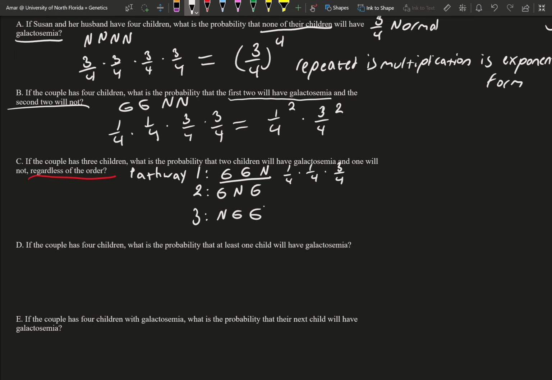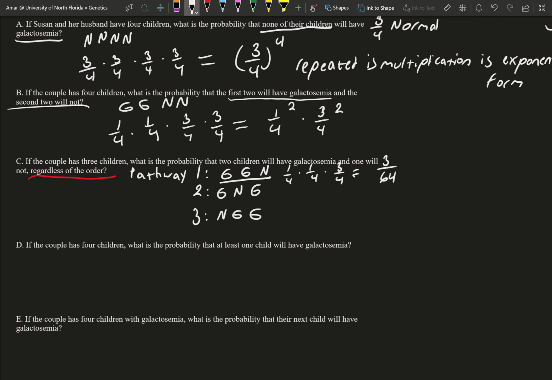To get this outcome, it's essentially 1/4 times 1/4 times 3/4. Let me find what the probability of that is. I think it's better to be written down as a fraction, to be honest. So 3 over 64. So that is pathway number 1.